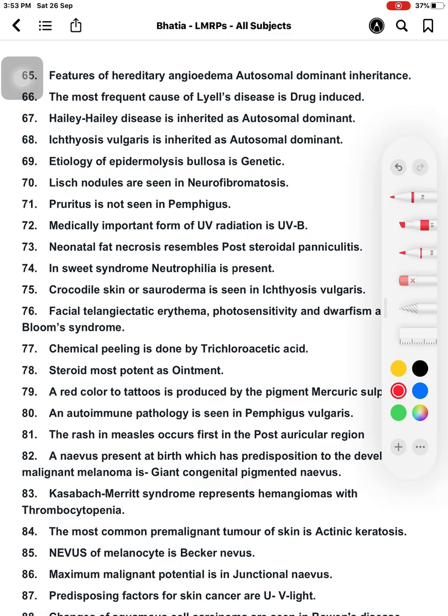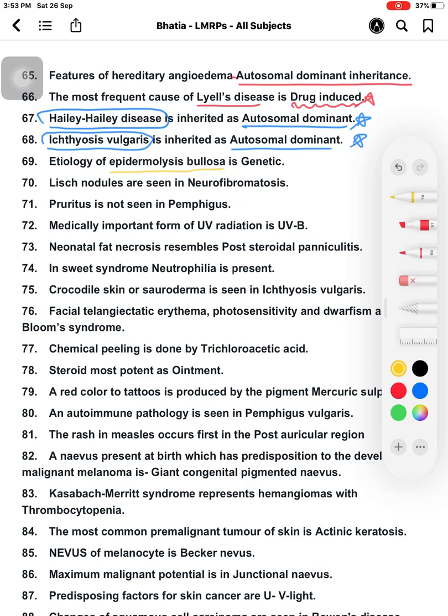Features of hereditary angioedema: autosomal dominant inheritance. The most frequent cause of Lyell's disease is drug induced. This is an important MCQ. Hailey-Hailey disease is inherited as autosomal dominant. Ichthyosis vulgaris is inherited as autosomal dominant. Etiology of epidermolysis bullosa is genetic.